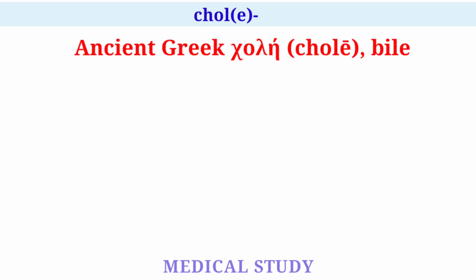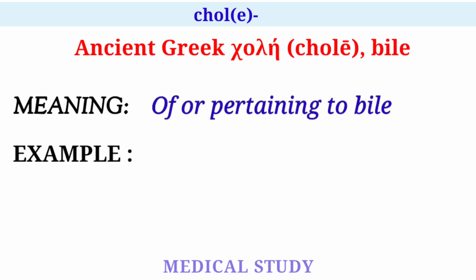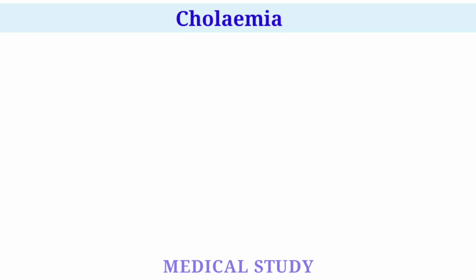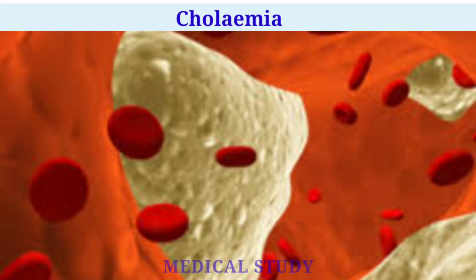Chol, which originated from the ancient Greek word, means of or pertaining to bile. Example, cholemia, which means presence of bile in the blood, often a sign of liver disease.